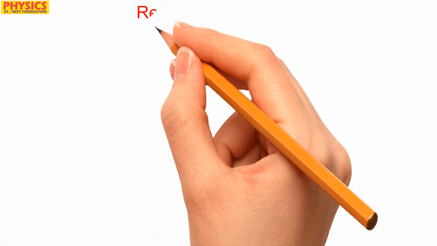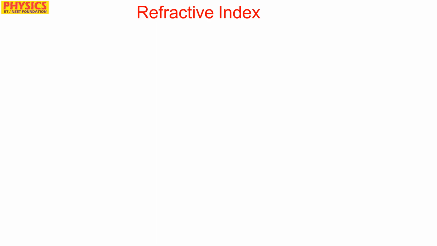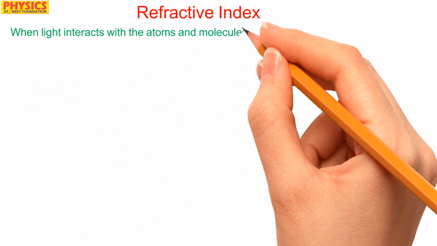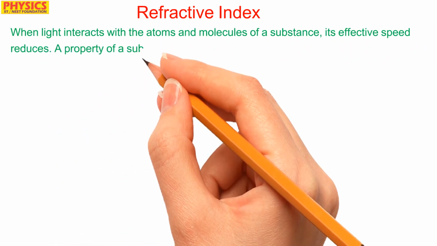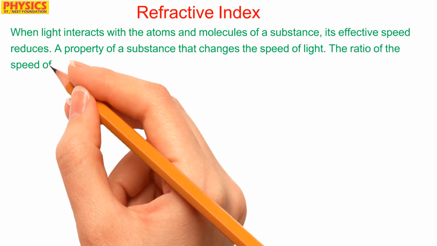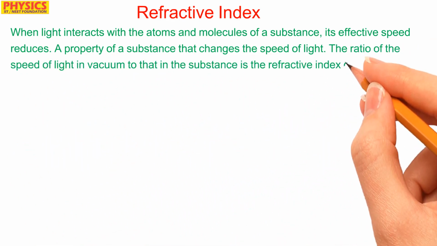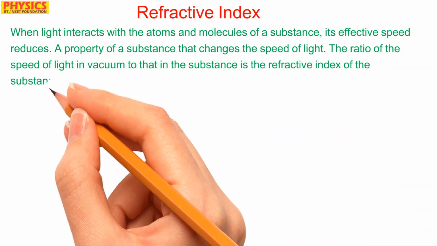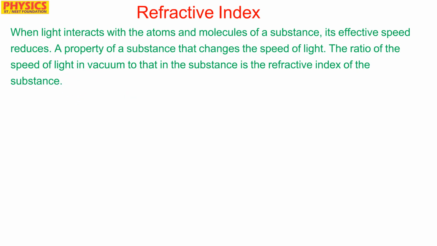Let us discuss the refractive index of the medium. We know that when light moves from one medium to another medium, its speed changes. So the property of the substance that changes the speed of the light when it moves from one medium to another medium is nothing but the refractive index of the medium. When light interacts with the atoms and molecules of the substance, its effective speed reduces, so the speed of the light changes.